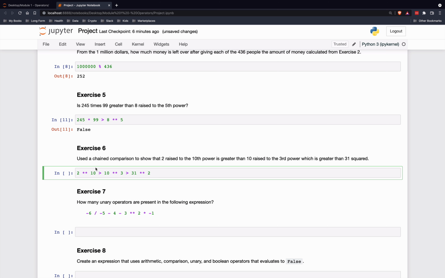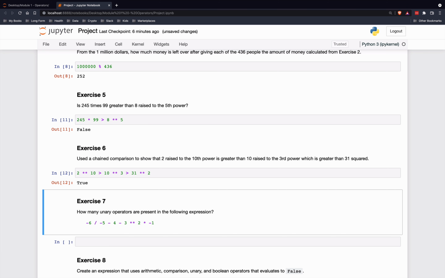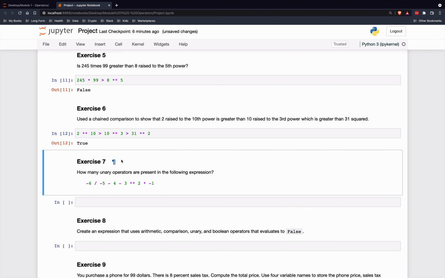All right, is this one larger than this one, larger than that one? And the answer is true. So we do confirm that. All right, number 7 is a little tricky. How many unary operators are present in the following expression?